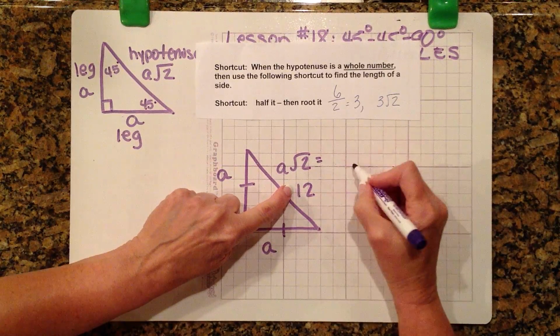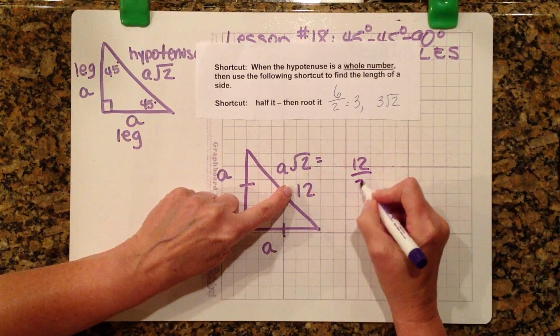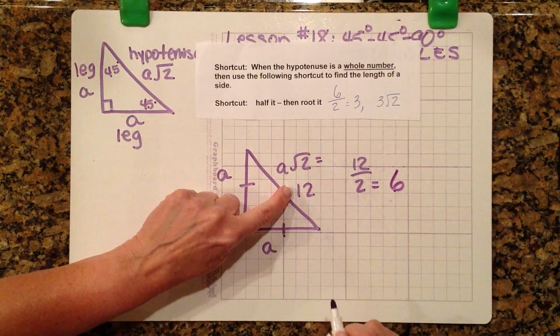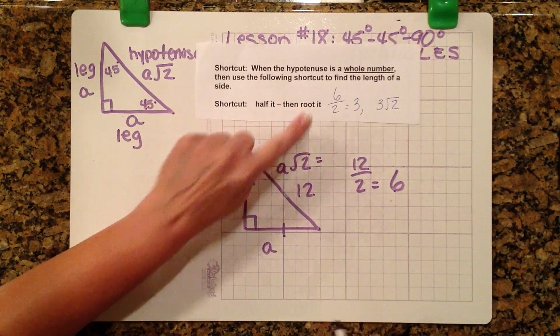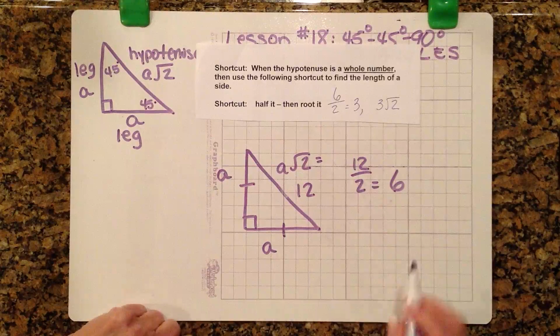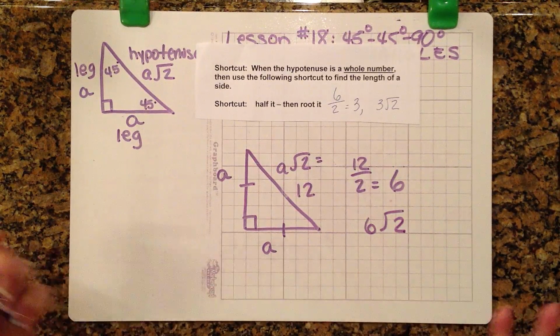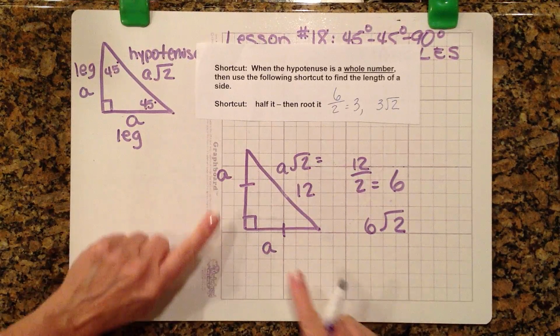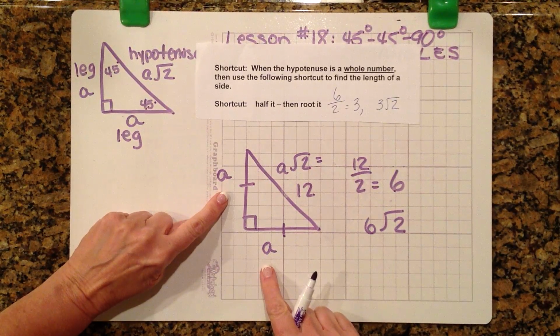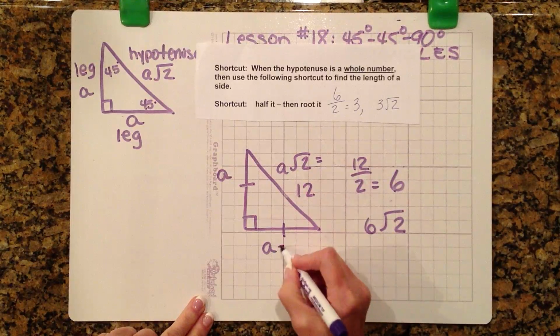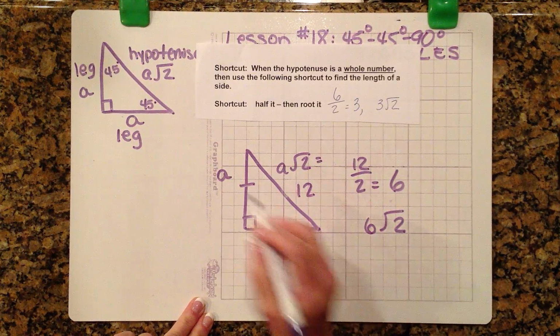I'm going to take 12, and I want to half it, and I get 6, and then I want to root it. The root we're talking about is the square root of 2. So then I get 6 square root of 2. What did I just find? I do that to find my a value, which is my leg, and that's equal to 6 square root of 2.